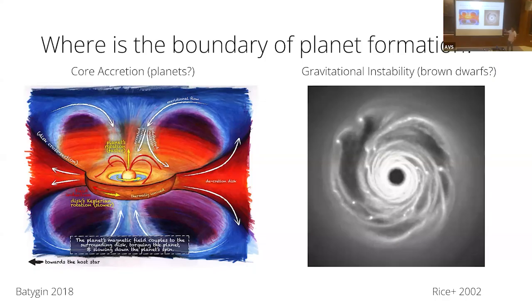So the question here is, are all planets formed through core accretion and brown dwarfs formed through gravitational instability, or where is the boundary between these processes? Or maybe the boundary is not very clear. But we're trying to identify where does core accretion stop and where does gravitational instability begin? Where is that planet-star boundary?